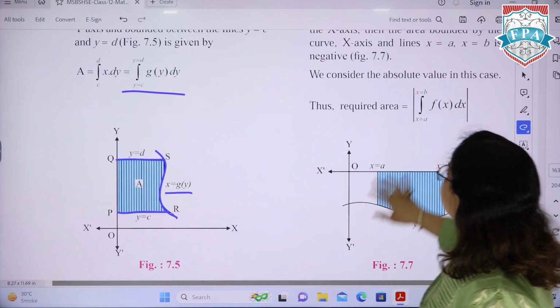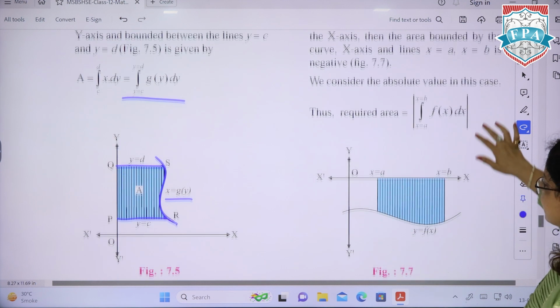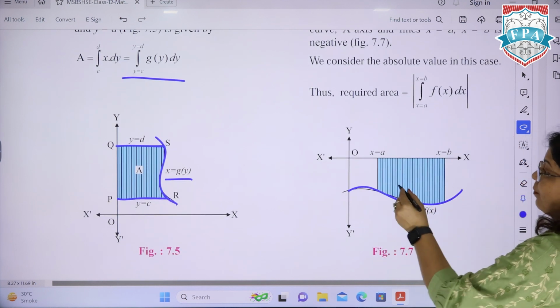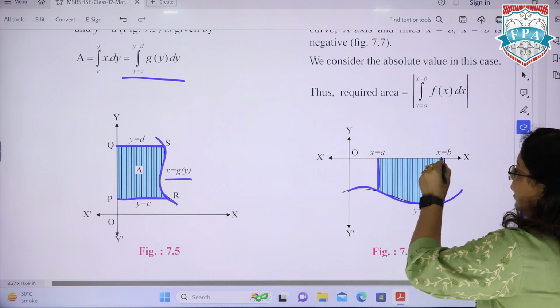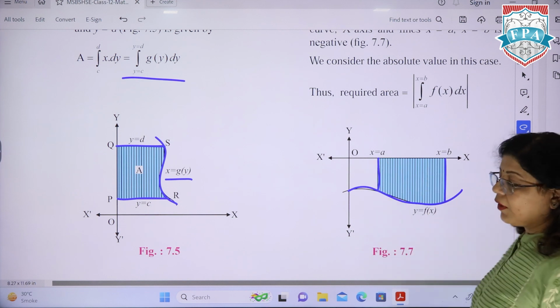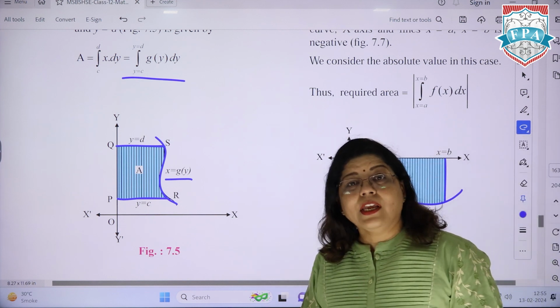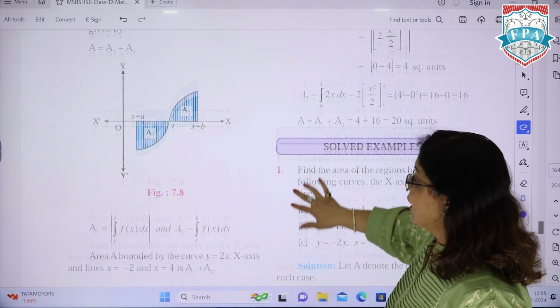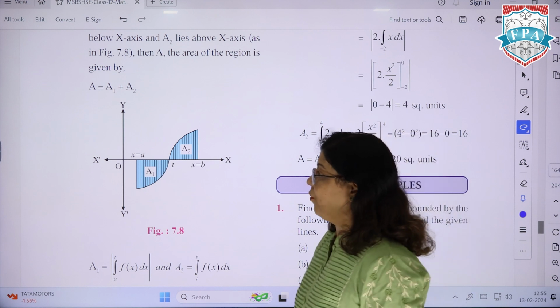Next, if you're going downwards, say this sort of curve is there. Again, the calculation will be the same, a to b, and the area. But what if a curve is going in two different quadrants, not just a single quadrant?